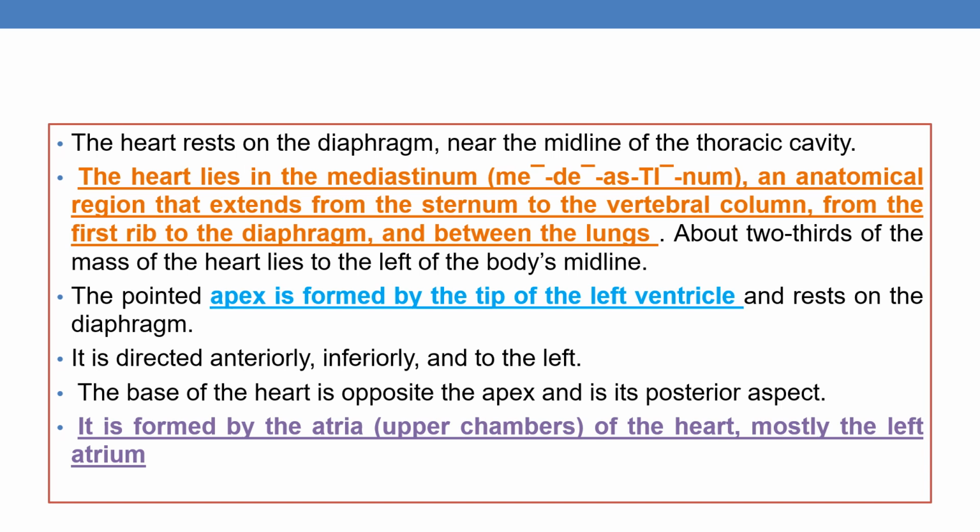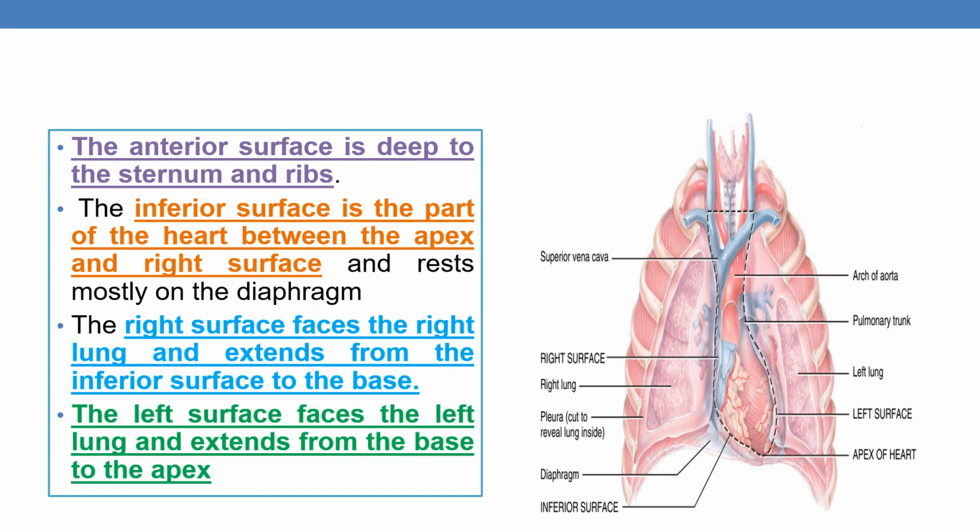The base of the heart is opposite to the apex and it is the posterior aspect. The base is formed by the atria, which are the upper chambers of the heart, mostly the left atrium. In simple terms, the left ventricle forms the apex of the heart and the left atrium forms the base of the heart. Apart from apex and base, the heart has various surfaces.